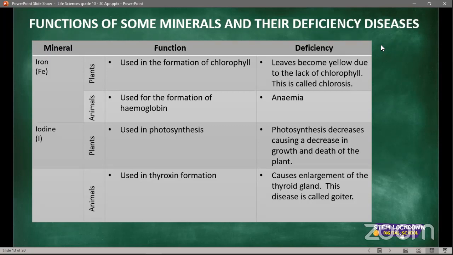photosynthesis decreasing, causing a decrease in the growth and then the death of the plant. And in animals, it is used in the formation of thyroxine. The deficiency of iodine then causes an enlargement of the thyroid gland. This causes the disease called goiter, that is in animals.